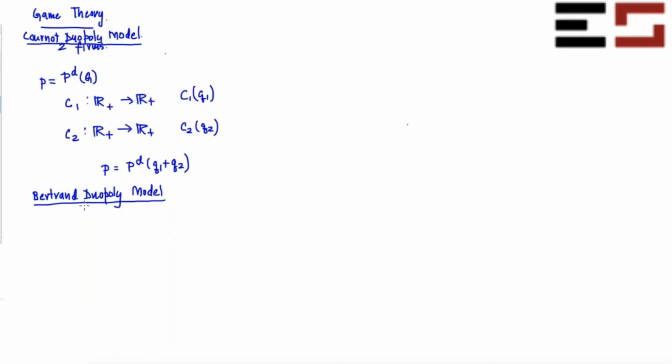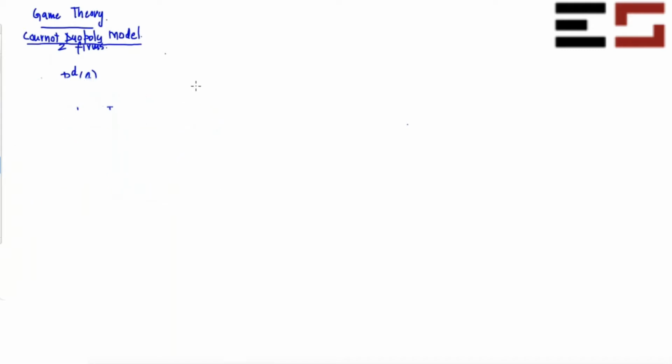Let me first give you the definition of a game, and then I'll write all these models in the form of a game. The kind of game that I'm going to consider in today's class is a static game, and it's a game of complete information.